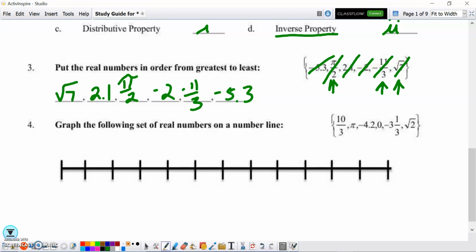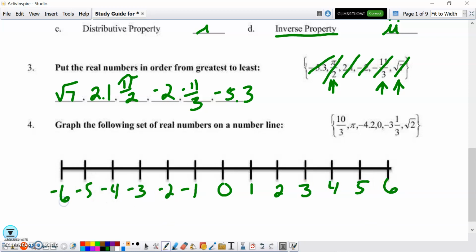All right, graph the following set of real numbers on a number line. So the first thing we should do is put numbers on our number line. Now I'm going to mark each of those spots as close to where it belongs as I can. I'm going to start with the largest number, and again, if you need to, change the following to decimals so that you can easily compare or see where they go.